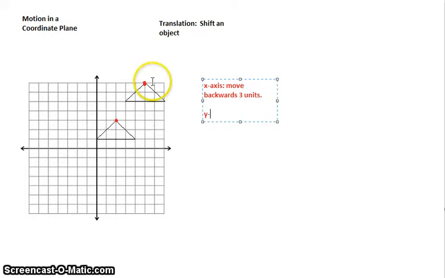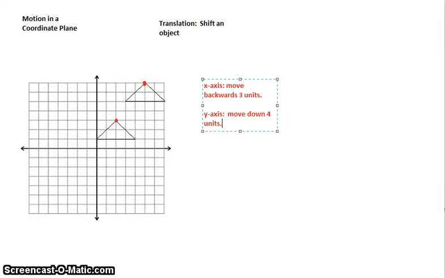And then the y-axis. What did I have to do to get from this point to this point along the y-axis? Once again, I'm going to start with my pre-image, and I'm going to move down, it looks like. I'm going to go 1, 2, 3, 4 units down. So I'm going to move down 4 units.